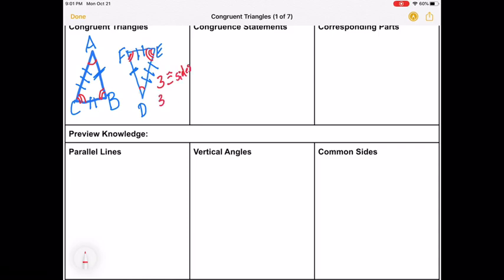So these need 3 congruent sides, 3 congruent angles. So nothing new there. Hopefully that you're figuring out.